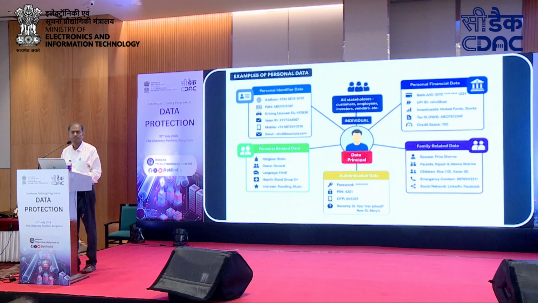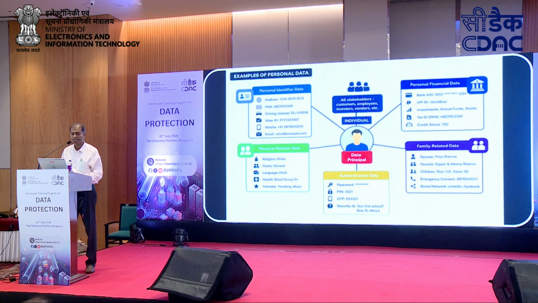Similarly, bank account number, UPI ID, PAN numbers, credit scores, these things in combination can uniquely identify the individual. So that becomes personal financial data. Family related data like spouse name, parents, children, emergency contacts, when combined with other identifiers, becomes personally identifiable data. Then authentication data, like the username, password, PIN numbers or OTPs, and security questions, are also personal data.